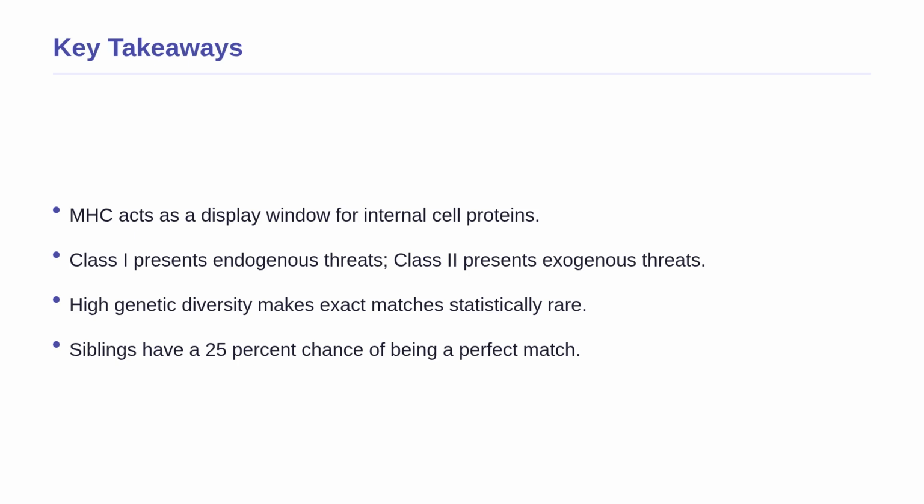We have covered a lot of ground today, so let us summarize the most important ideas. First, remember that the major histocompatibility complex acts as a crucial display window, allowing T cells to inspect internal cell proteins. Second, MHC class 1 handles endogenous threats from inside the cell, while class 2 handles exogenous threats from outside. Finally, the incredible genetic diversity of these molecules protects our population, but makes organ transplants challenging, with siblings having only a 25% chance of a perfect match.